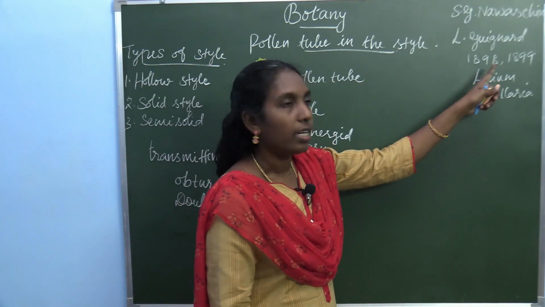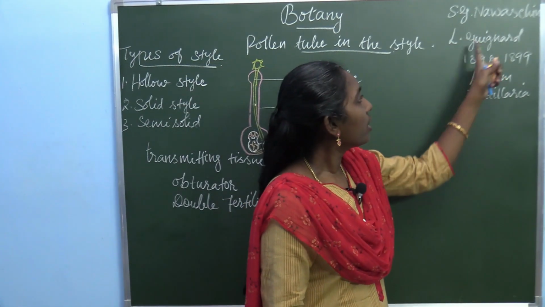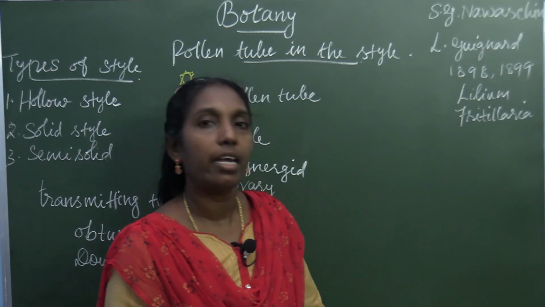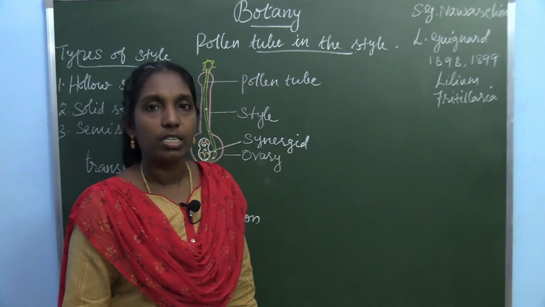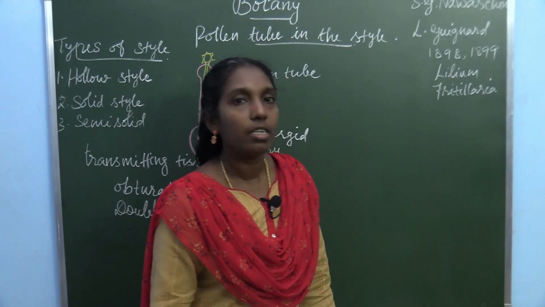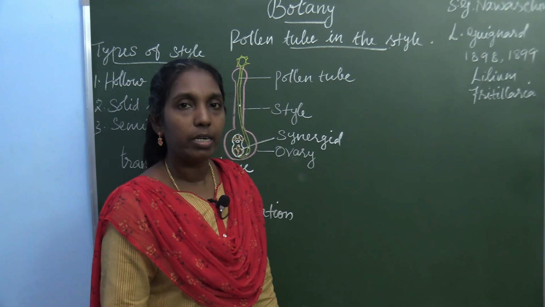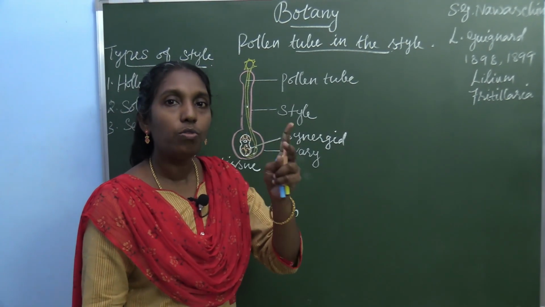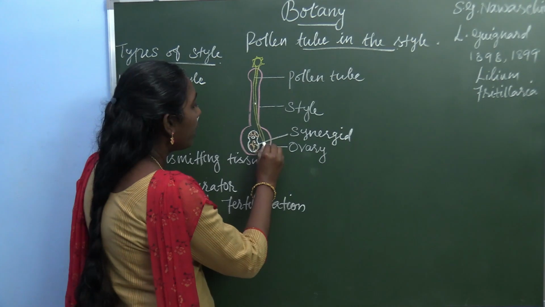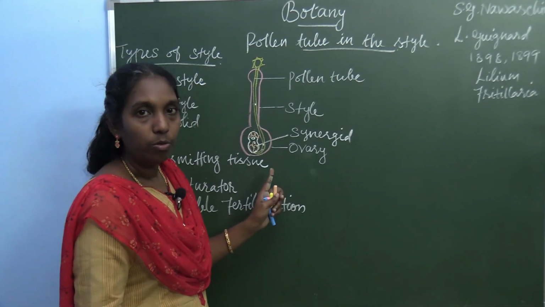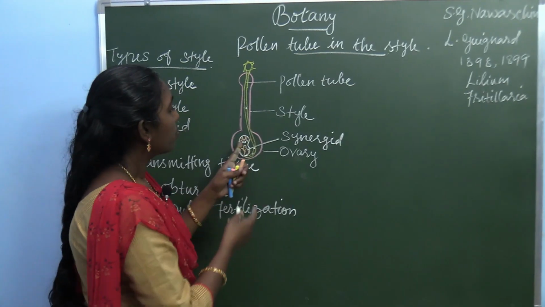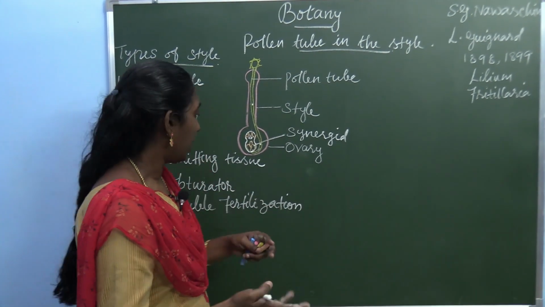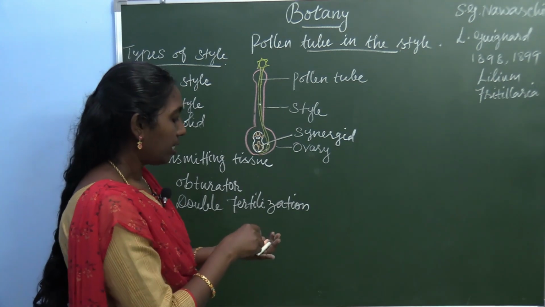In the year 1898 and 1899, S. G. Navashin and L. Guignard observed double fertilization in Lilium and Fritillaria. In Lilium and Fritillaria, these two persons, Navashin and Guignard, observed double fertilization, which is common among dicots. So, in this double fertilization, there are two fusions taking place. What are they? There are 2 male gametes carried by the pollen tube. One fuses with the egg, another fuses with the polar nuclei. So, 2 times fusion taking place is called double fertilization. So, let us see the process of this double fertilization.